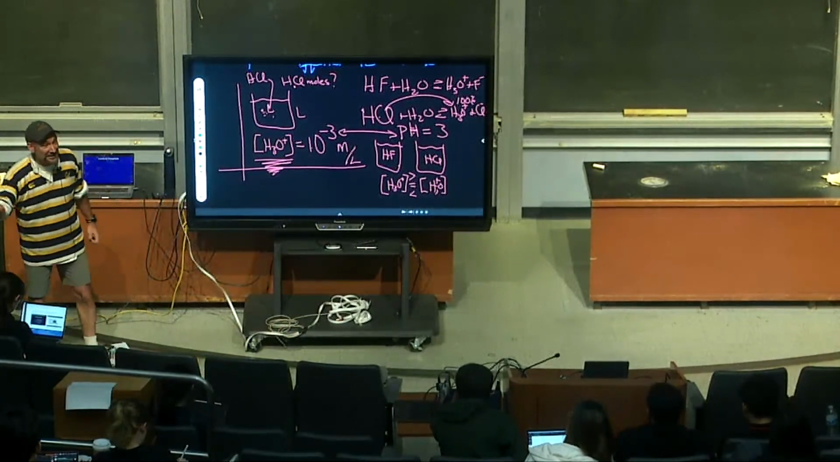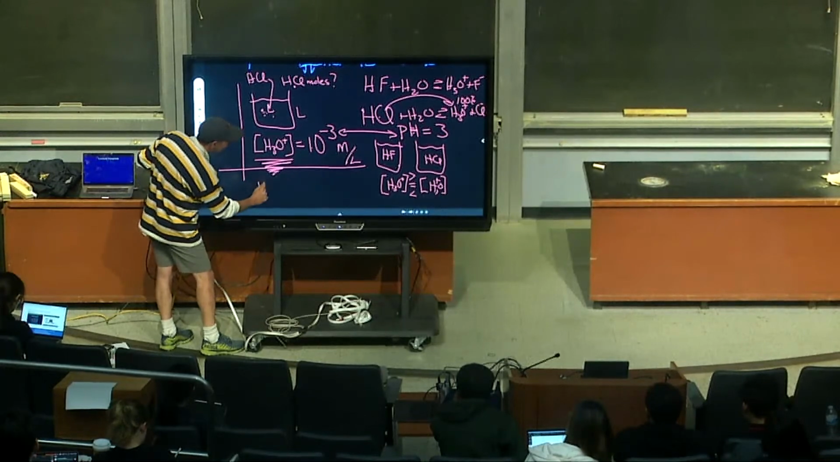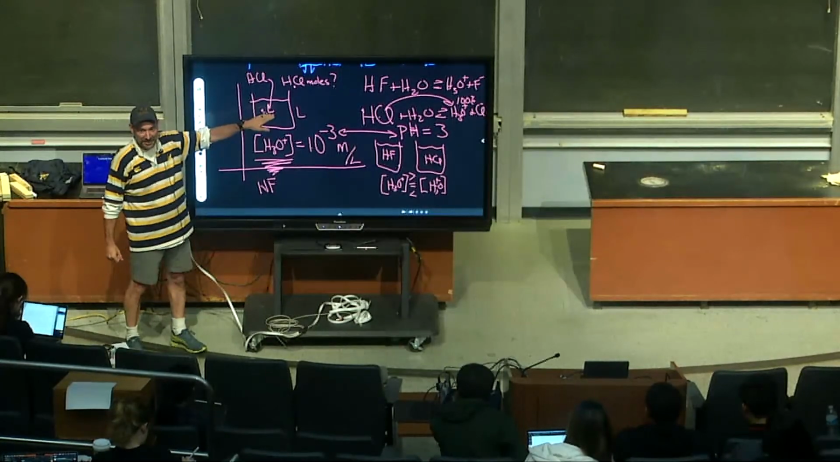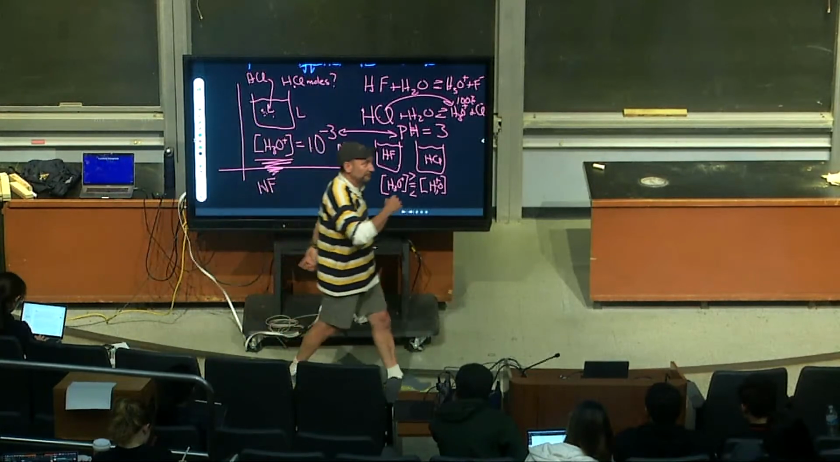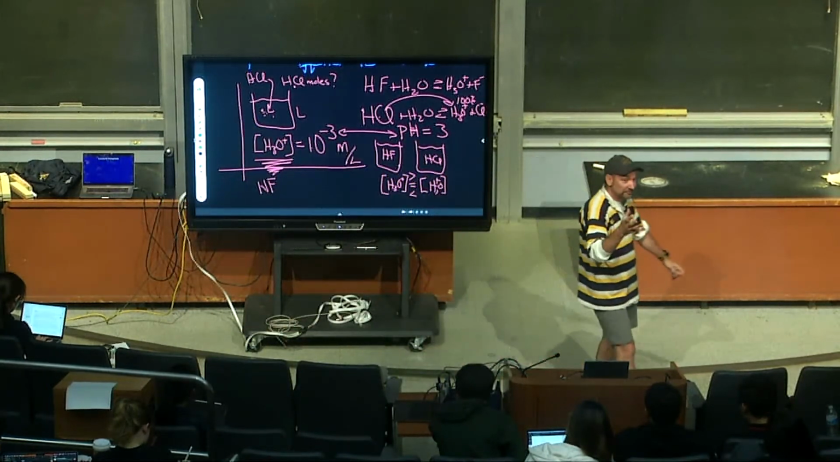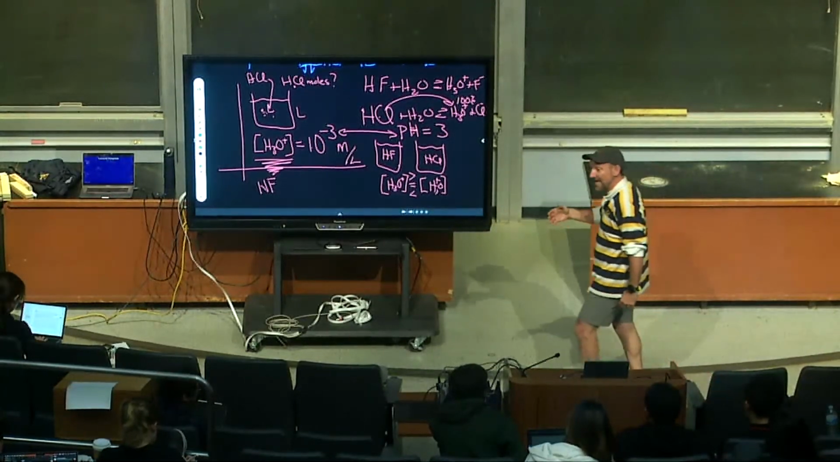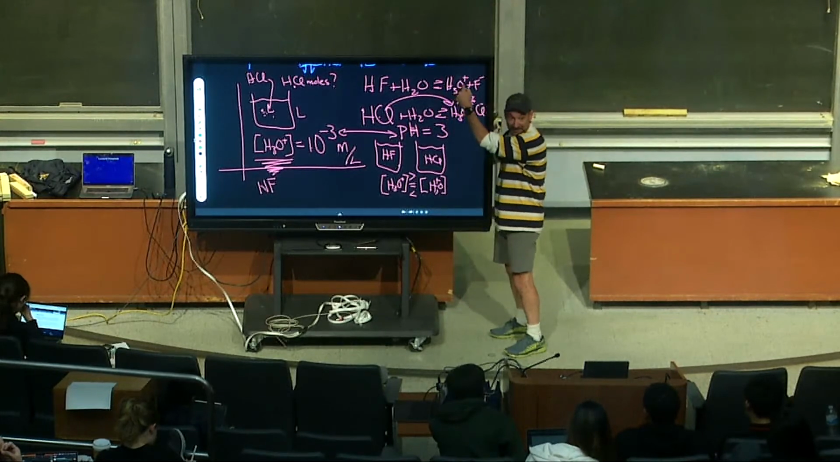Well, let me ask you another easy question. How much HF do I have to put in there to make it pH 3? How many moles of HF? And now, what? Now it's a weak acid. So now you don't get one of these.